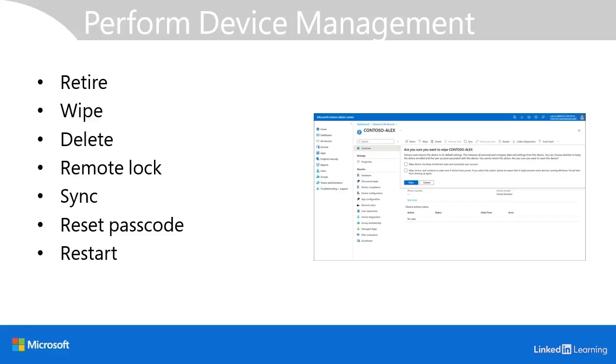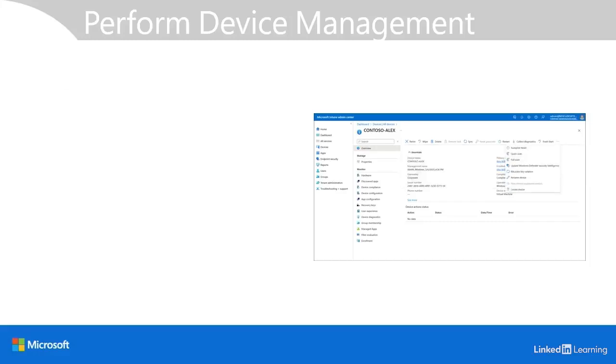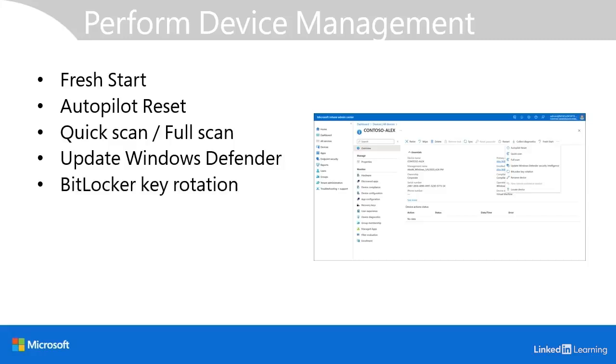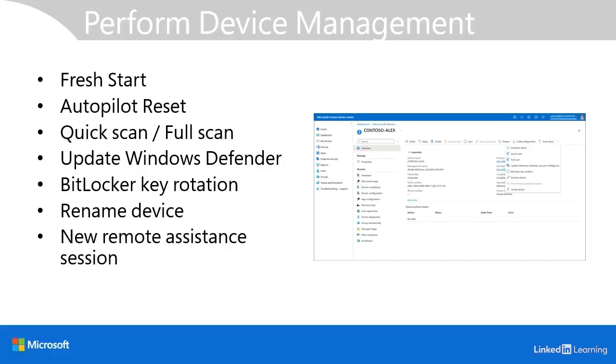Reset the passcode, restart the device, and collect diagnostics. And you can also perform a fresh start of the machine to make it available for another user. If it's an Autopilot device, you can do an Autopilot reset, which is similar. You can perform antivirus scans of a variety of different types. You can update Windows Defender patterns. You can perform a BitLocker key rotation. You can rename the device. If configured, and it's not in the screenshot on the right-hand side, if you know that you've enabled remote help, you can establish a new remote assistance session.